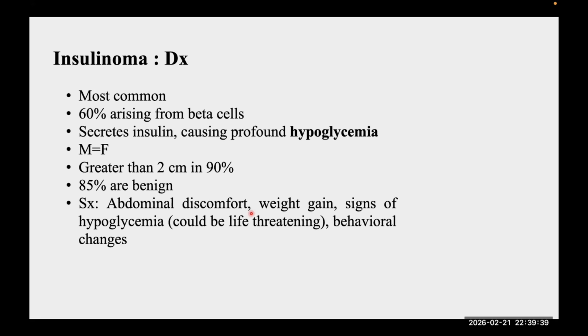It affects males and females equally. In 90% of the cases, it's less than 2 centimeters in size. 85% of the time, it is benign, so it is rarely malignant. Now, the symptoms are abdominal discomfort and weight gain, because remember, insulin is an anabolic hormone, so it can cause weight gain. Signs of hypoglycemia. Now, what are the signs? There's palpitations, tremors, sweating. All these are signs of hypoglycemia. And there might be behavioral changes as well, because glucose is the main food for your brain. So if the brain does not get glucose, it can reach a point where their behavior changes. It affects the brain that much.